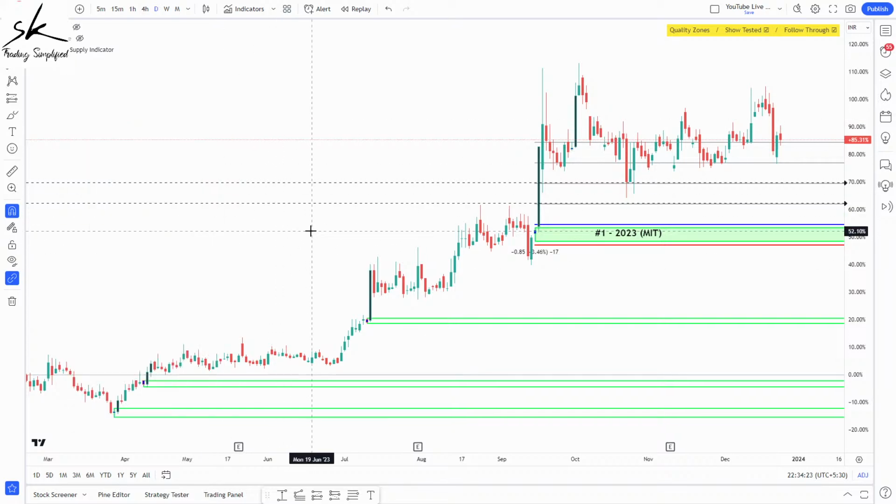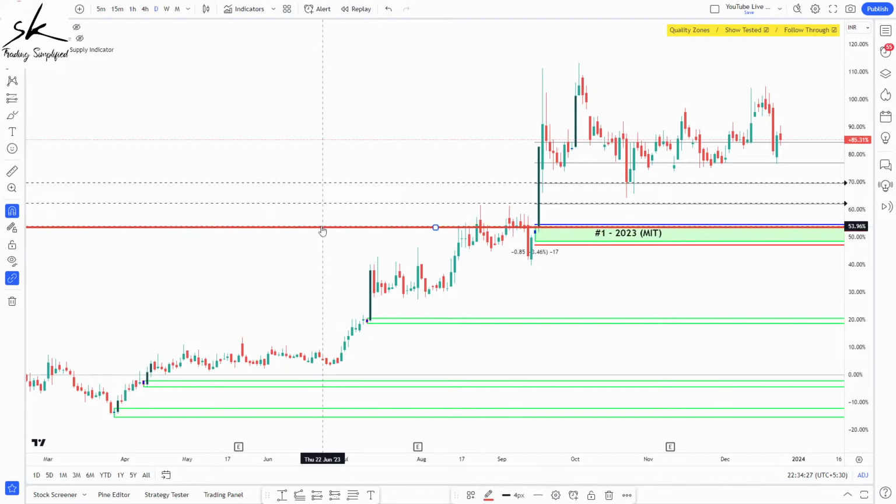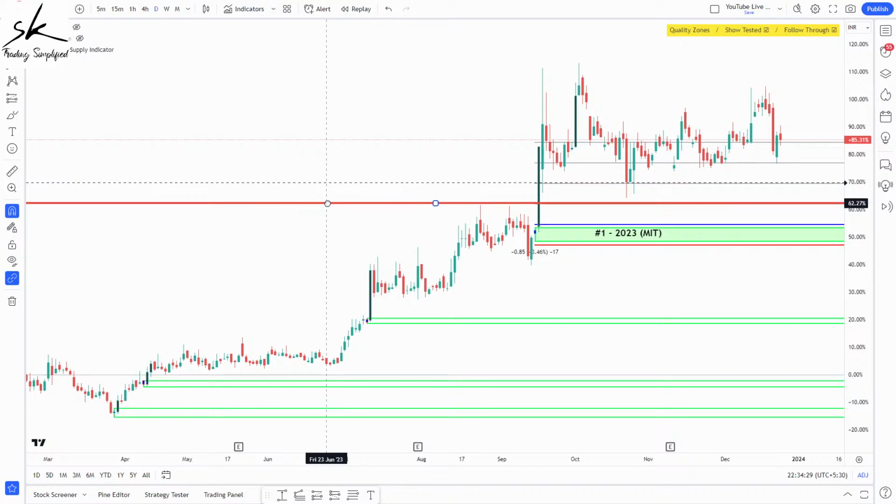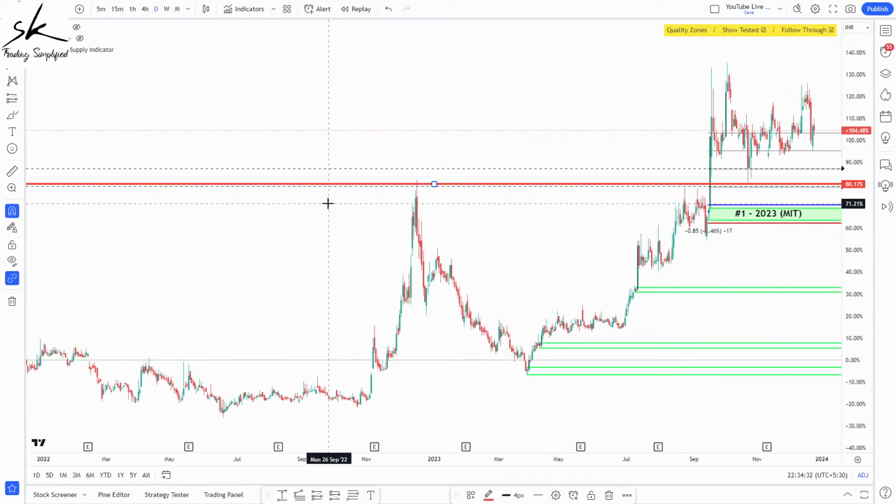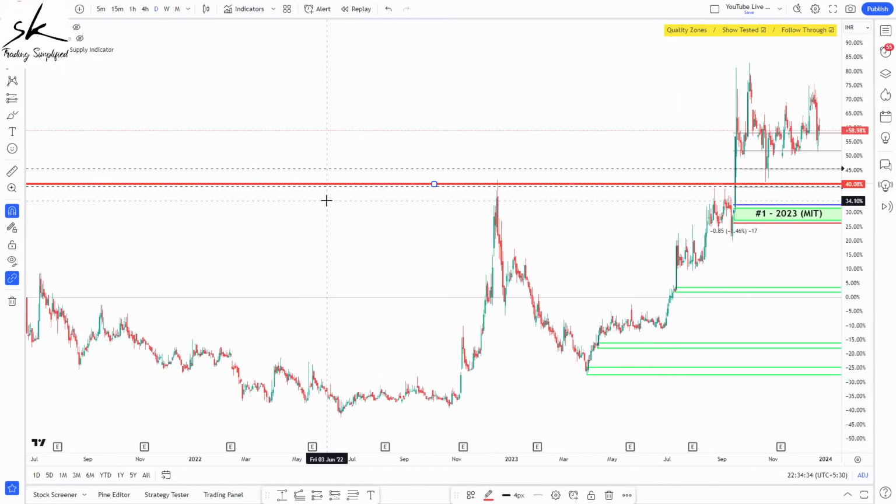Now, how do we check that? It's a very simple process. Just take a horizontal line wherever your proximal is, and then slowly start pushing it up, trying to visually find an area where prices have been bouncing over and over again. If I zoom out, you can see that this area has almost acted like resistance. Here it has acted like support. So it does show a really nice and neat area.